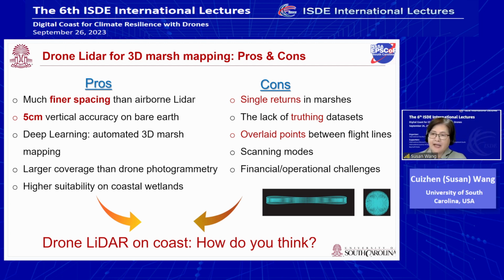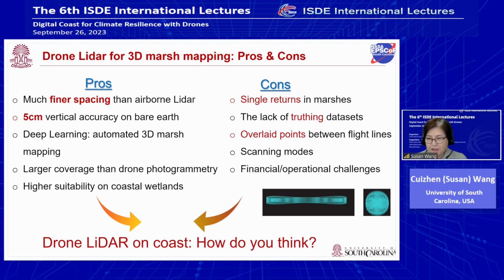Another one I did not get time to explain more here is the overlapped points between two adjacent flight lines. That has to happen. In this flight, I believe we set only about 30% overlap. It's okay for the marsh height, but we noticed heavy trouble in the density calculation. That's why I did not include density here yet.